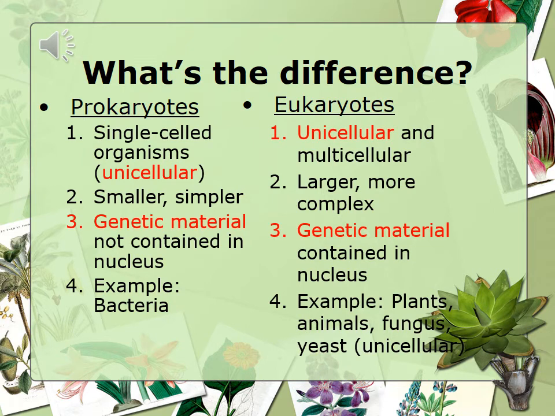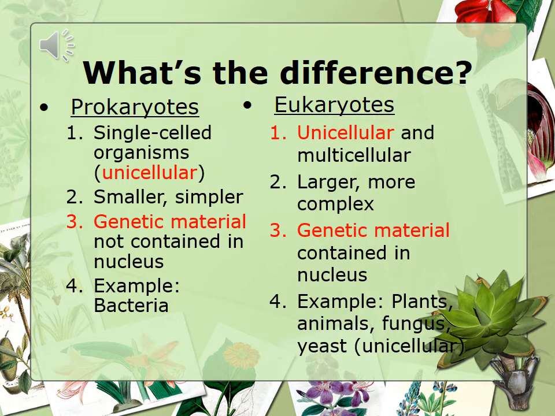So here is the chart that you can click through and write down, the four differences, and there's some examples at the bottom. So prokaryotes are single-celled organisms, otherwise known as unicellular. Every single prokaryote that we know of is unicellular. They're really small compared to the eukaryotes. They are far more simple. They don't have very complex structures. They do have genetic material, but it doesn't have a nucleus around it, so it just kind of floats around in their cytoplasm. An example of these are bacteria. All bacteria are prokaryotes. That's what we really find in prokaryotes.